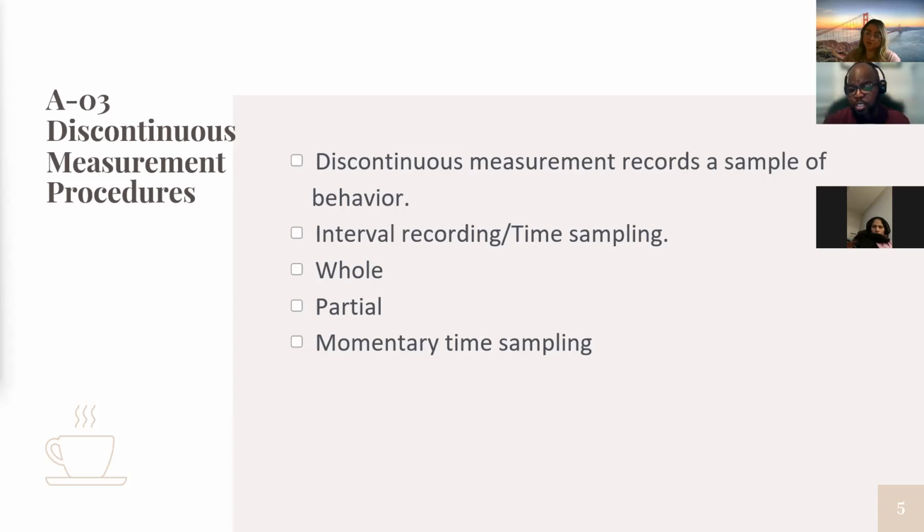Now, for partial interval, even if the behavior happens for only 2 seconds out of the 1 minute, you're going to record that the behavior happened. And for momentary time sampling, just like Selena explained, you want to make sure that when the timer goes off, you look at what the student or the client is doing. That is what you're recording, what the client is doing at that particular moment.